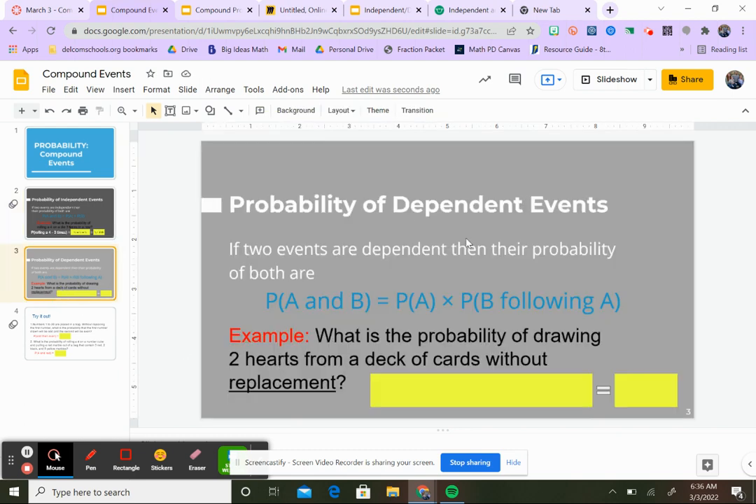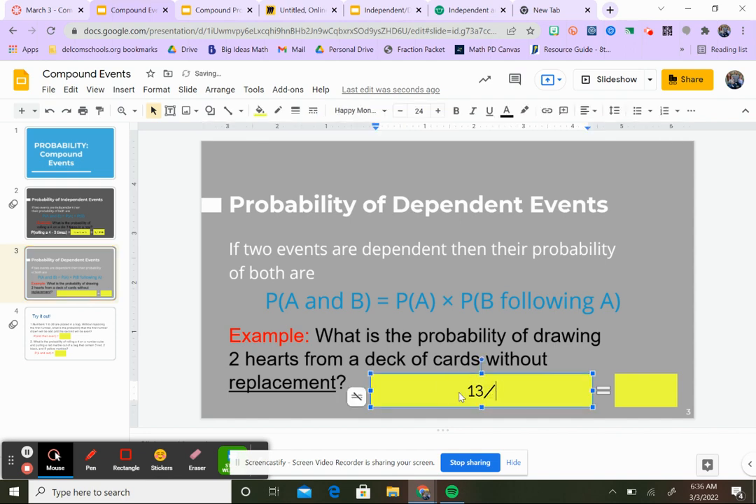These are called dependent events, meaning you'll find the probability of one event and that event impacts the second event. So it says, what is the probability of drawing 2 hearts from a deck of cards without replacement? Meaning I'm going to draw a card out, it's going to be a heart, I'm not going to put it back. So the first time I have 13 out of 52 chances.